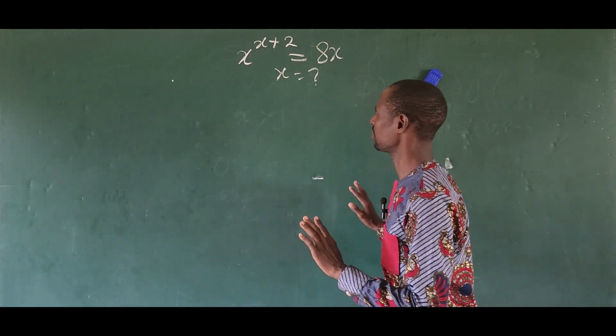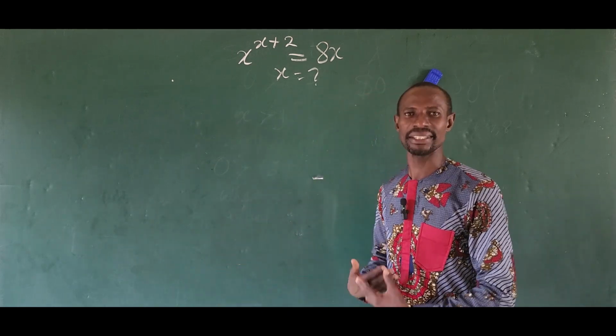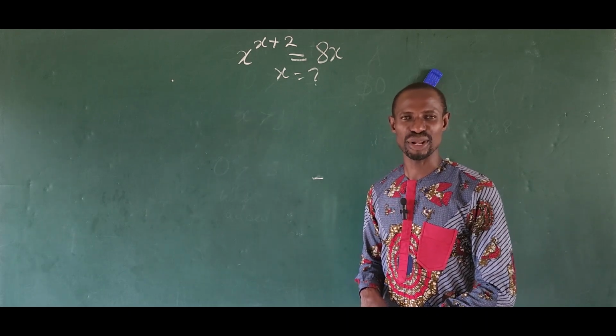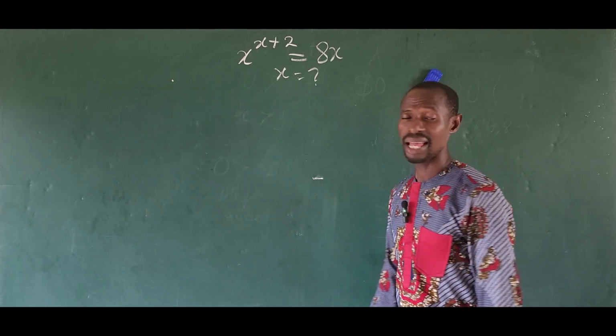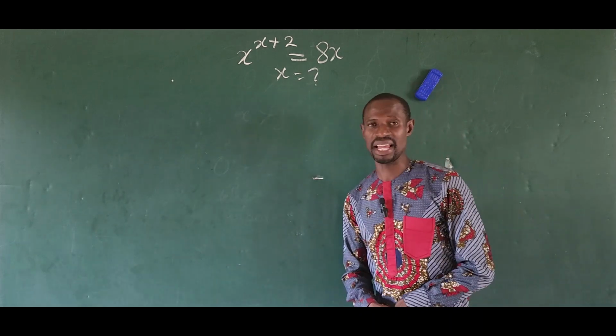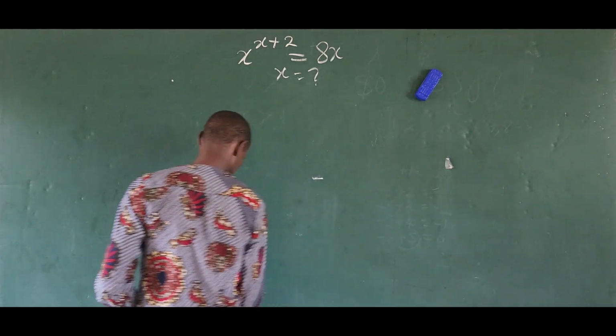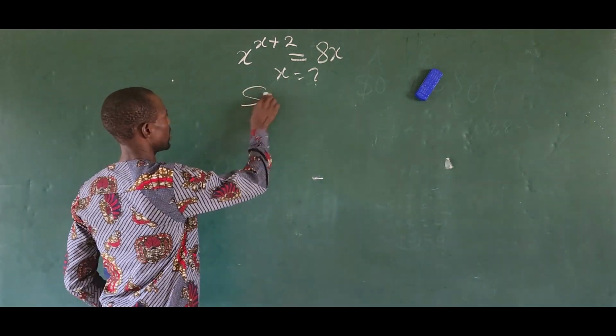How do we find the value of x here? The question is x raised to the power of x plus 2 equals 8x. So how do we find the value of x here? This is pretty easy, okay? So let's take our solution.